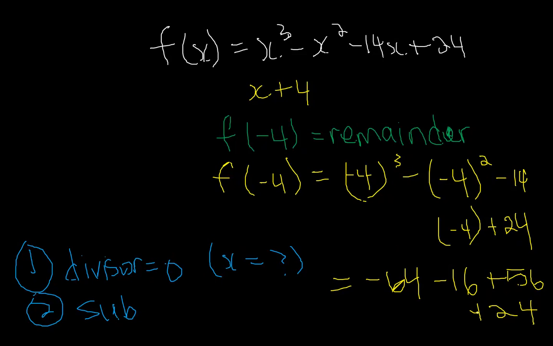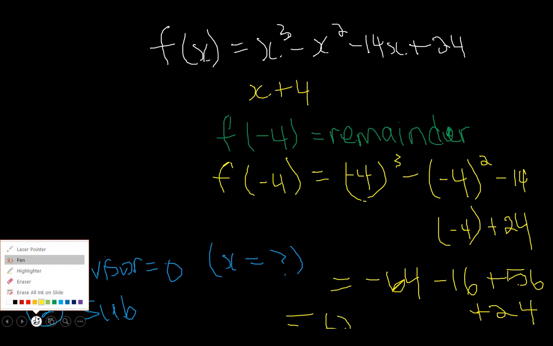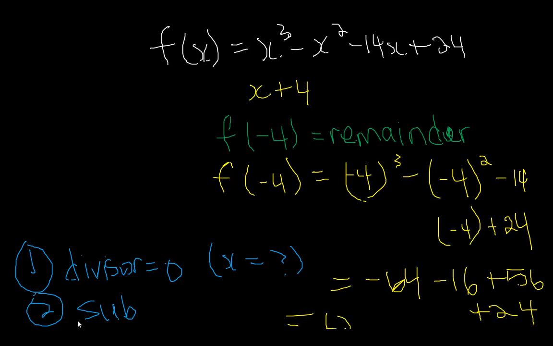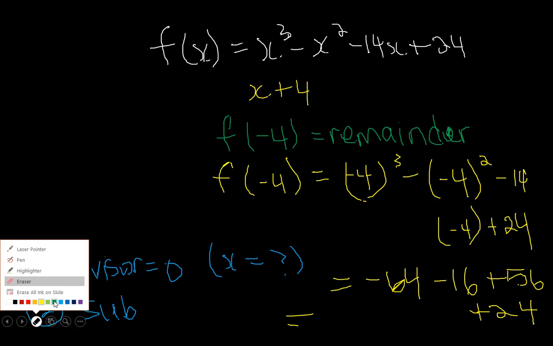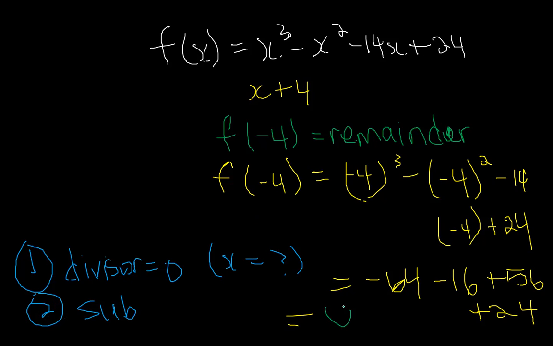So does this give me 0? Well, let's see. Minus 64 minus 16, that's minus 80. 56 plus 24, that's 80. So that's minus 80 plus 80, which in fact will give me 0. Therefore, I can say, since f of minus 4 is equal to 0, x plus 4 is in fact a factor of f of x.